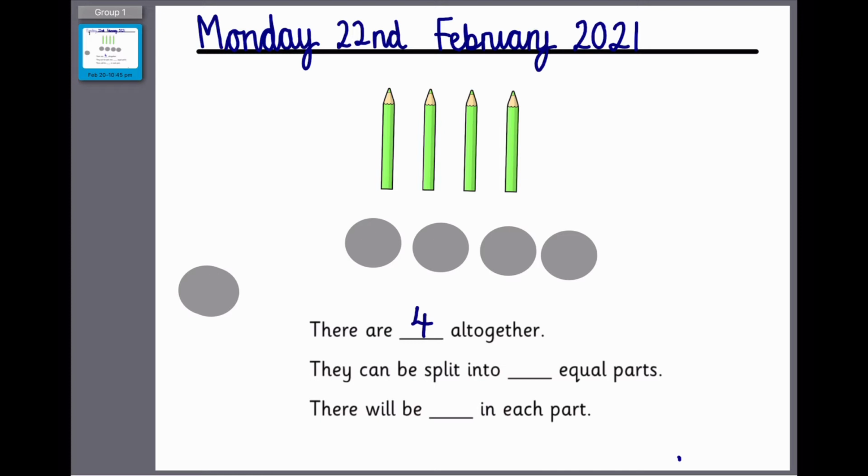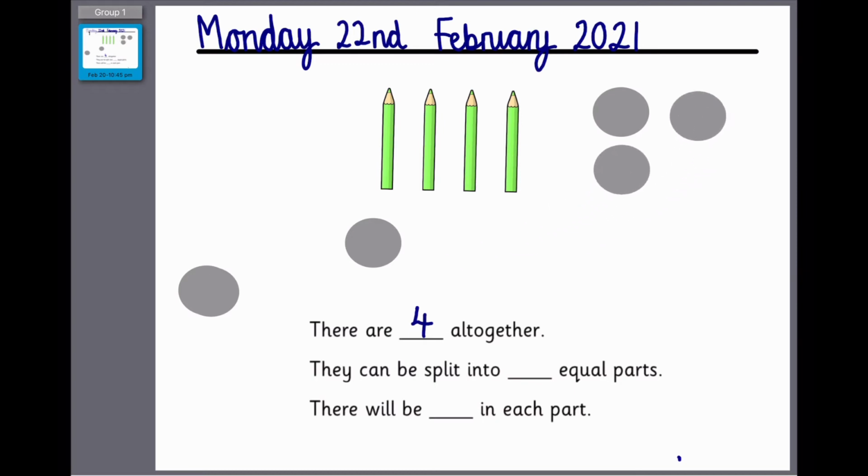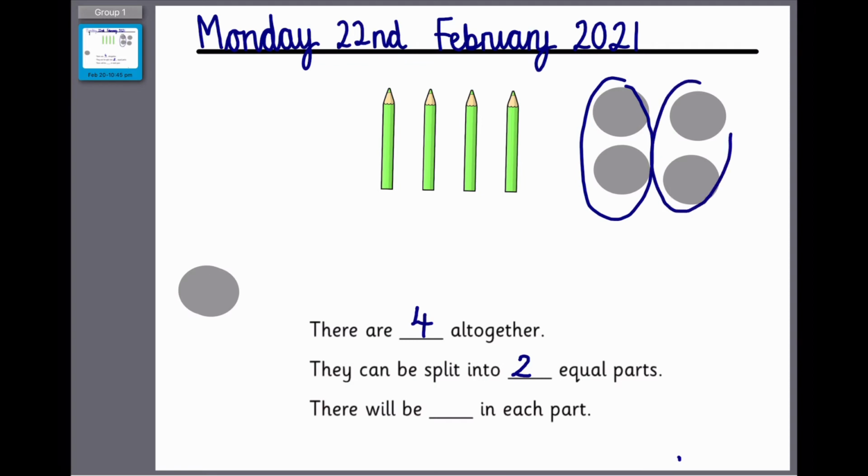So you could have part 1, part 2, part 1, part 2. So they have been split into 2 equal parts. There will be how many coins in each part? So how many coins are in each part? So there's 2 in this part and there's 2 in this part. So there will be 2 in each part.